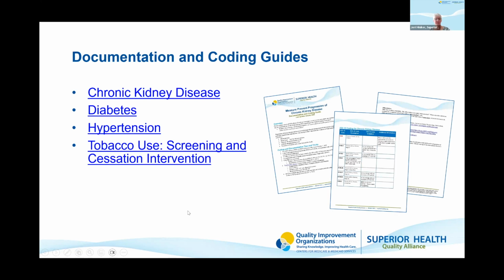We also have available, and I'm just making you go to Connect all the time here, but these links are active too, documentation and coding guides. So I did show you the one coding guide that was available, the CPT coding guide on hypertension. I think that was through AMA. But we at Superior Health have developed coding guides for chronic kidney disease, diabetes, hypertension, and tobacco use. So those are available for you to access through Superior Health Connect.